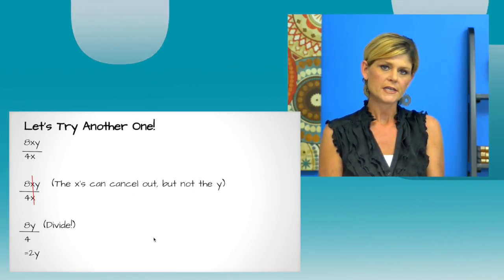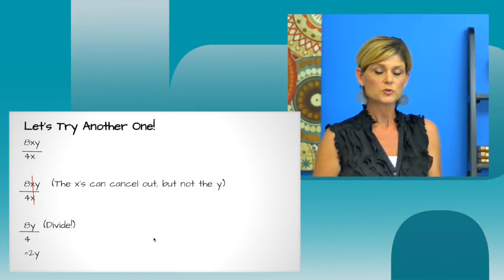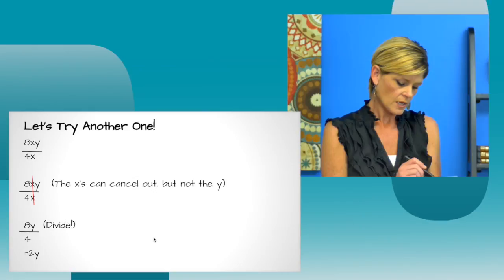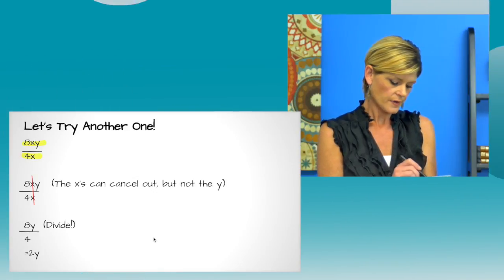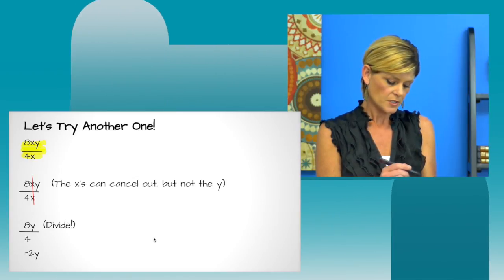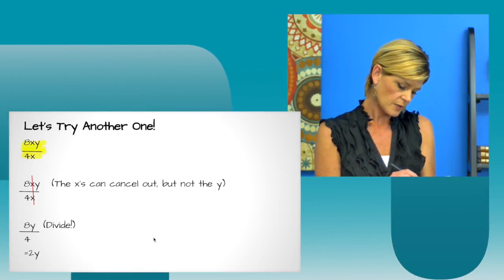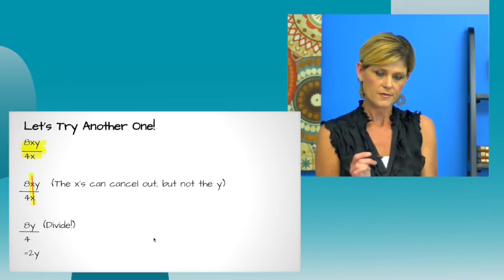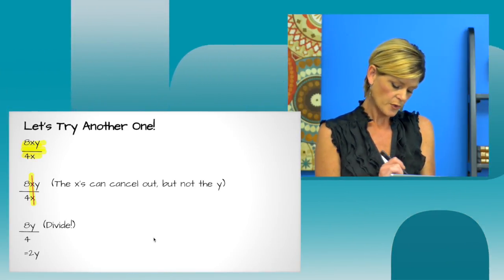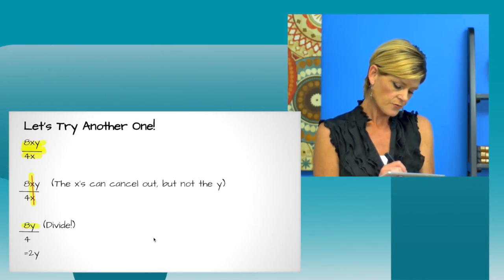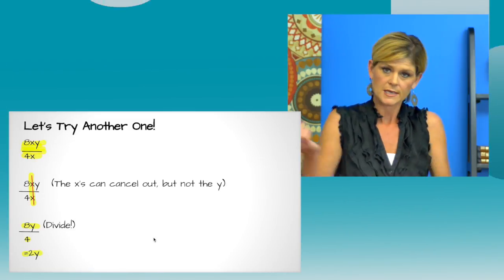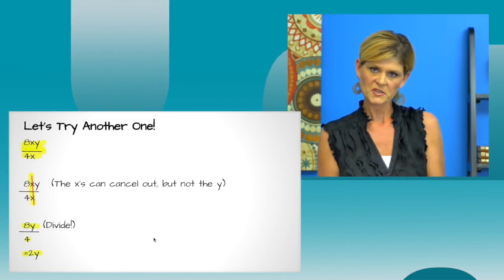Okay, so let's try another division problem. Again, we're looking to simplify, not necessarily solve. If we had the problem 8xy divided by 4x, how could we simplify that? Well, the first thing that we can do is we can cancel out these x's. So we're going to simplify the variables. In this case, we're just going to cancel them out. And I'm left with 8y divided by 4, and then all I need to do is divide. 8y divided by 4 is 2y. Not so very hard.